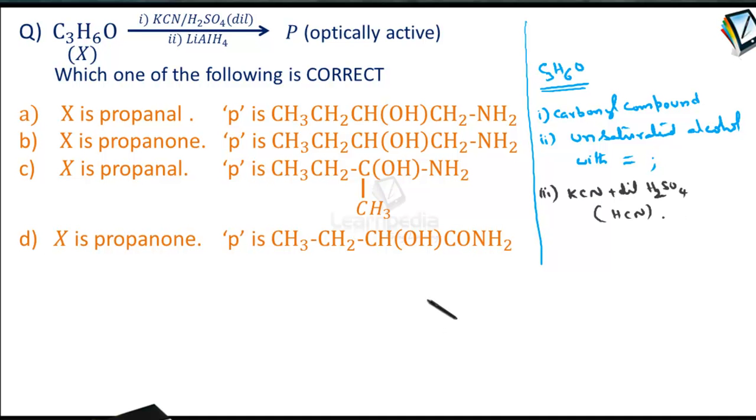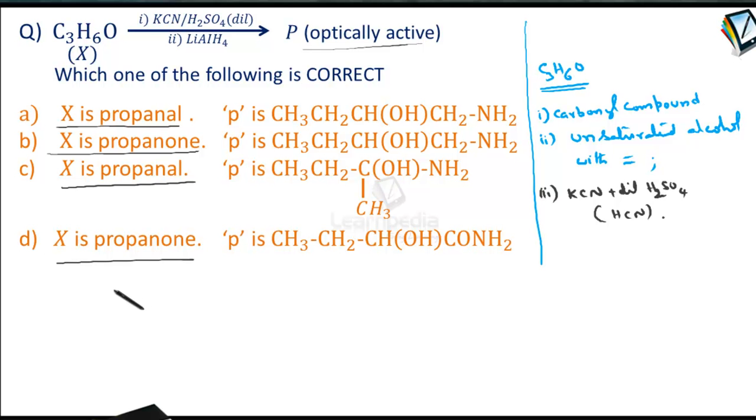KCN with dilute sulfuric acid is nothing but HCN addition. So if it is a carbonyl compound, hydrogen cyanide is added across the carbonyl group, and then the product formed is subjected to lithium aluminum hydride, and one product P is formed which is optically active. If we see the options, X is propanal, aldehyde, propanone, ketone. So from this we can understand that X is definitely a carbonyl compound.